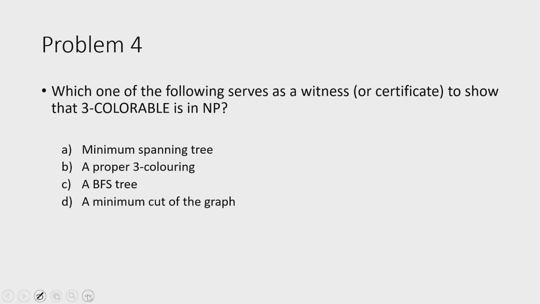Which one of the following serves as a witness or certificate to the fact that 3-colorable is in NP? Okay, so the options are minimum spanning tree, a proper 3-coloring, a BFS tree, or a minimum cut of the graph. So can anyone guess the answer? So it's B.